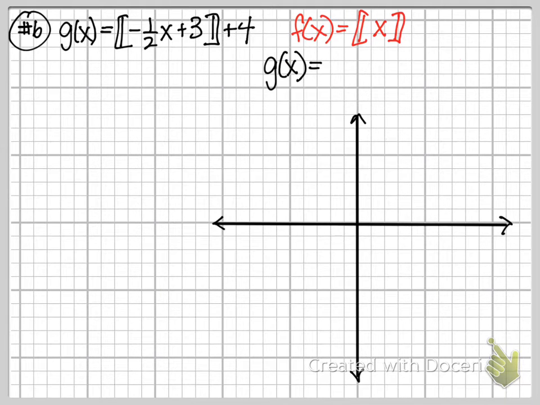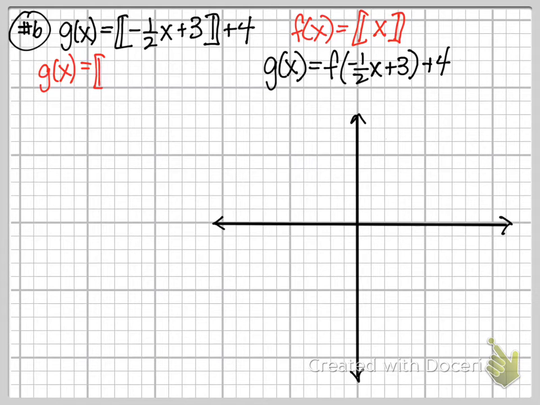So the greatest integer bars, right, everything inside that's going to be now in my parent function. So inside f of x, I'm going to have that negative 1/2 x plus 3. And then outside our parent function is just that plus 4. So this is just separating our x changes and our y changes. Okay, before I start doing this one, I'm going to do it with a t-chart this time.